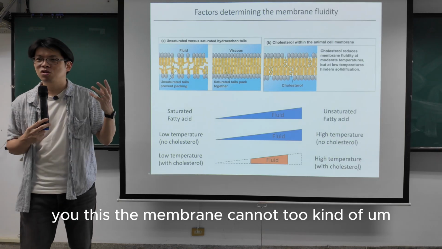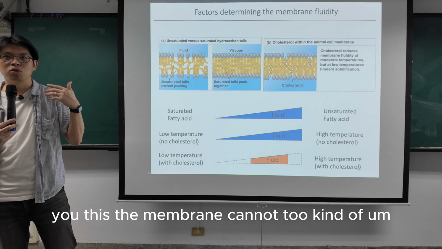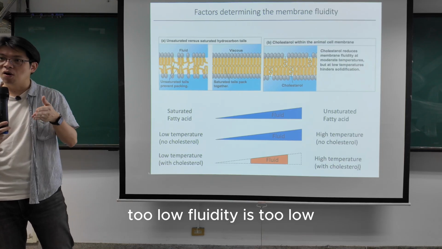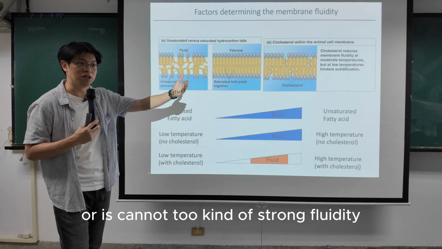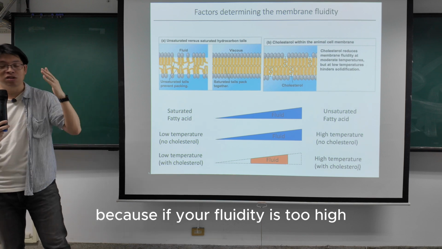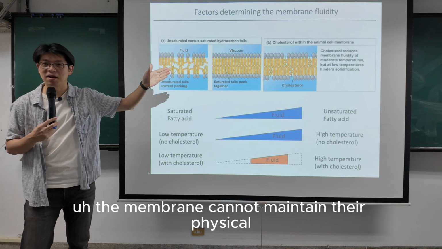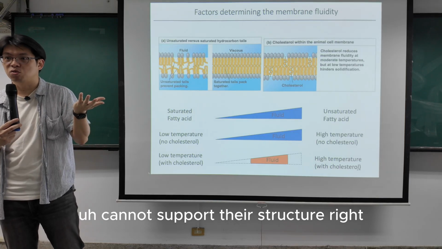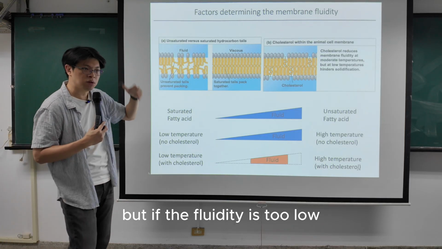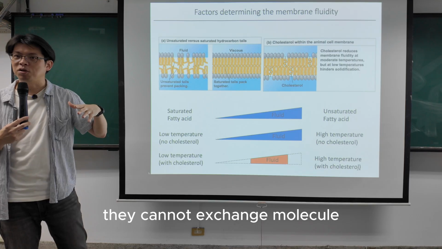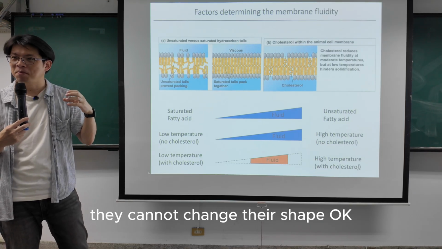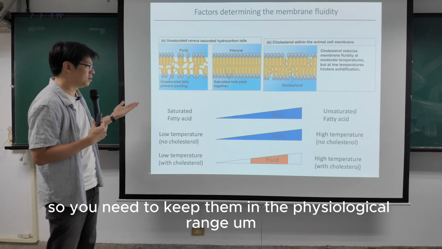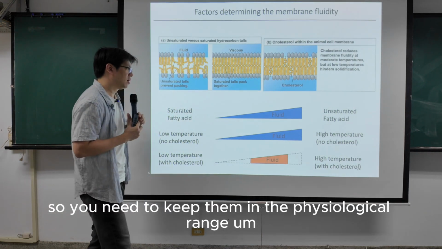The membrane cannot be too viscous, which means the fluidity is too low, and it also cannot have too strong a fluidity. Because if the fluidity is too high, the membrane cannot maintain its physical structure, right? But if the fluidity is too low, they cannot exchange molecules. They cannot change their shape. So they lose their function. So you need to keep them in the physiological range.